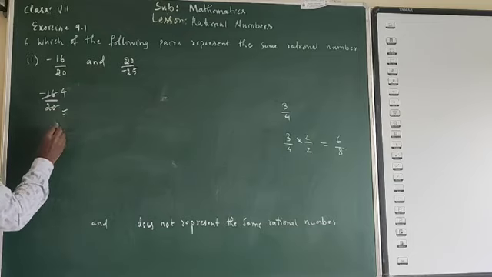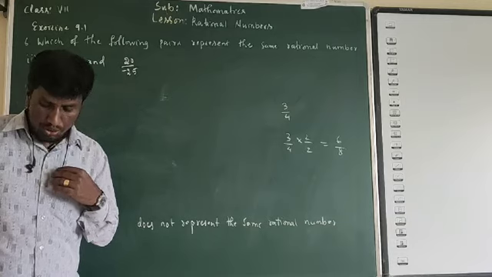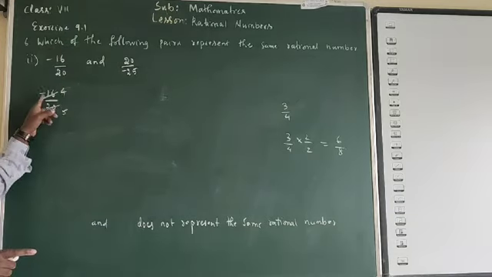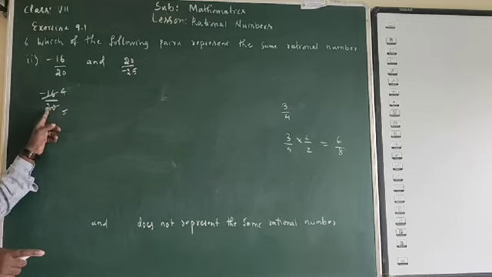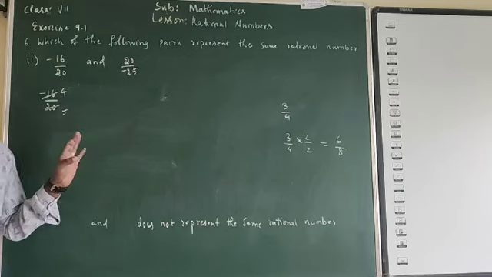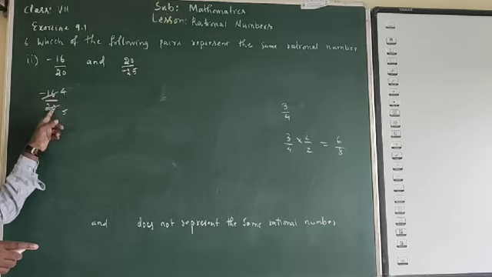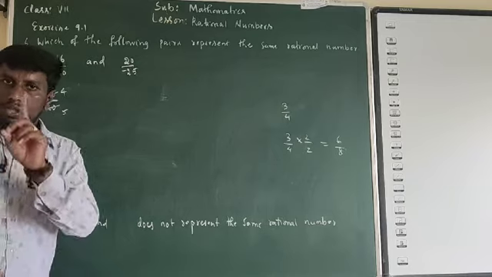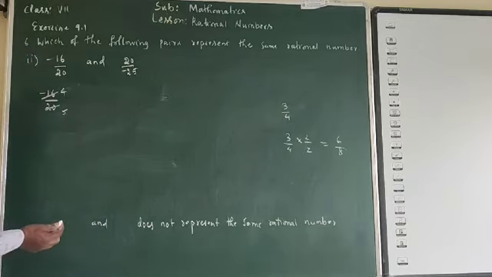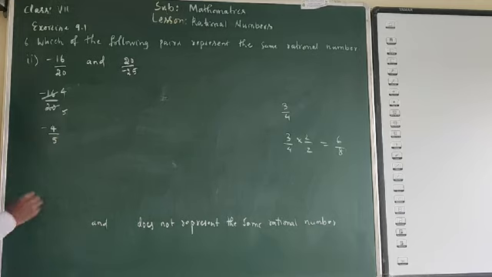4 5s are 20. Remember that both the numbers you should divide by one single non-zero number. Don't divide this number by 4 and this number by 5. Don't divide like that. If this number is divisible by 4, this also should be divided by 4 only. Same non-zero number. Remember that. Okay. So what is remaining now? Minus 4 by 5. So minus 16 by 20 can be written as minus 4 by 5.